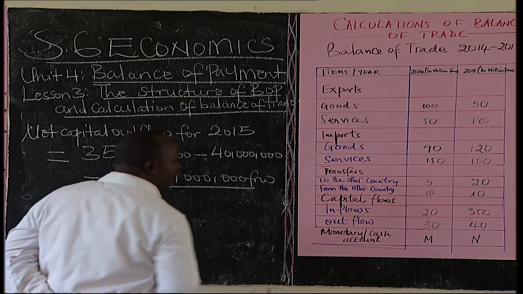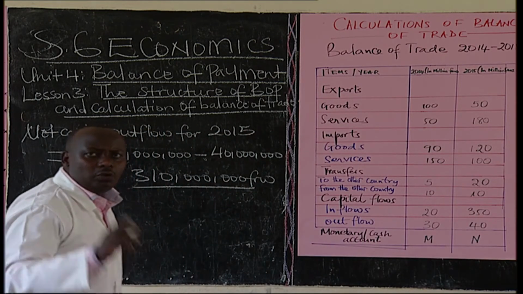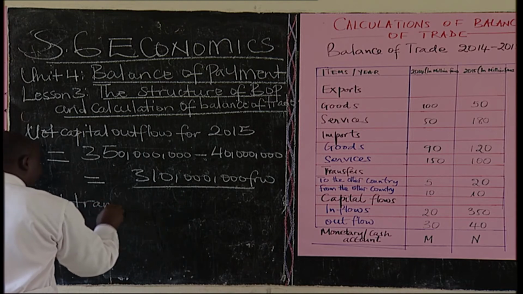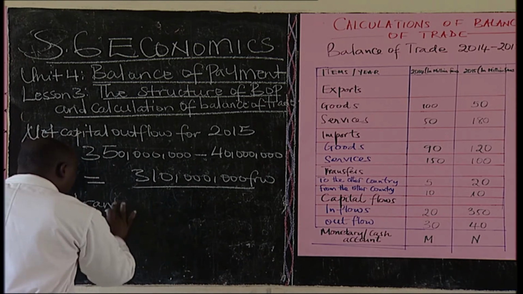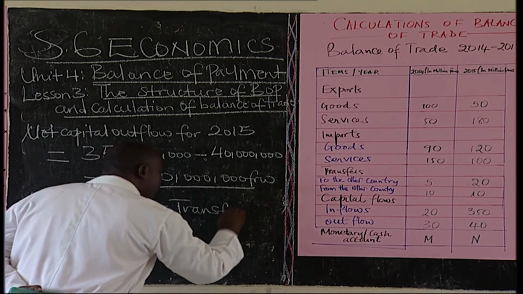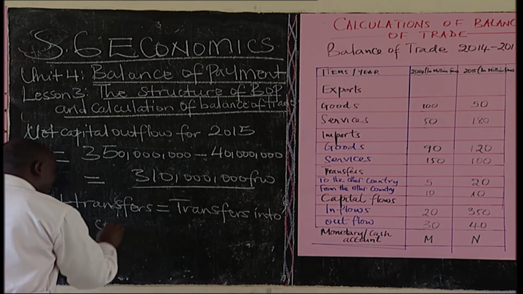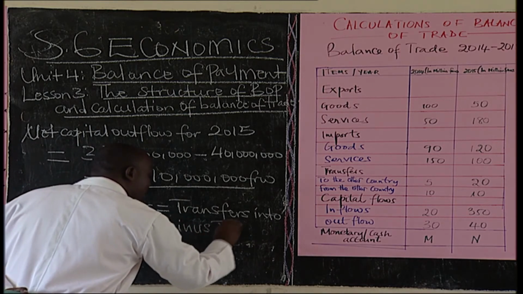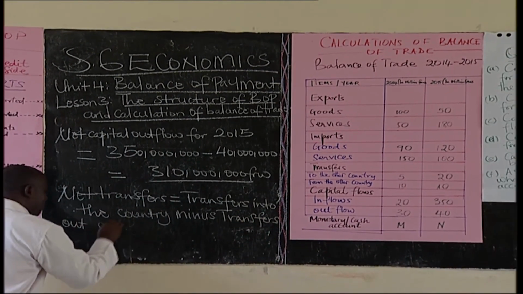Now, the next question is to calculate the net transfers for both years. How do we get the net transfers for both years? The formula is transfers into the country minus transfers out of the country.